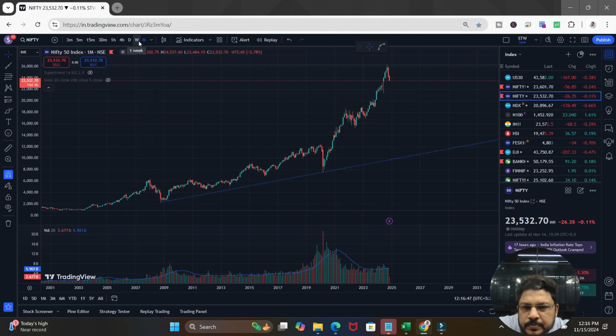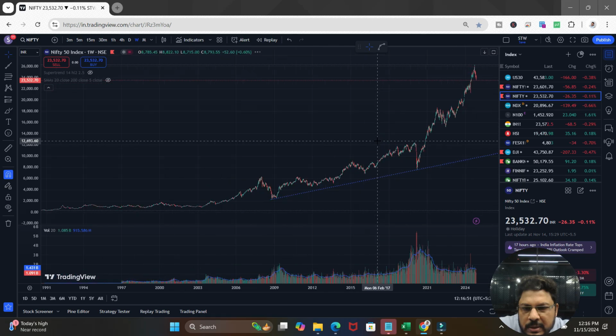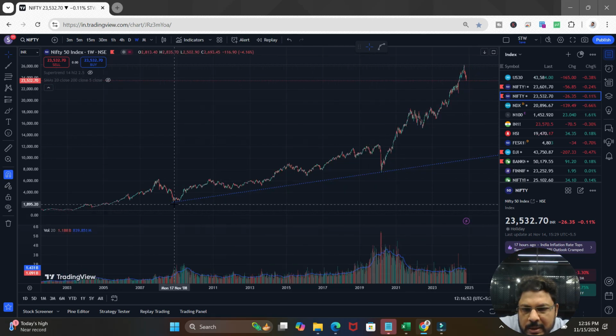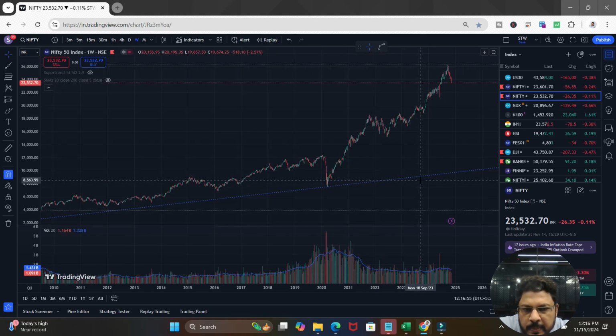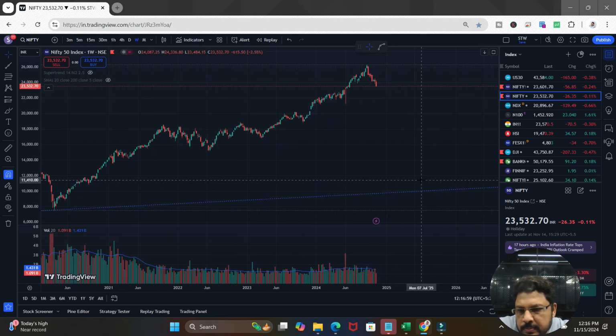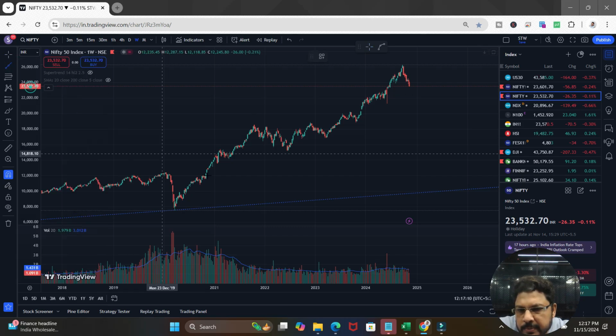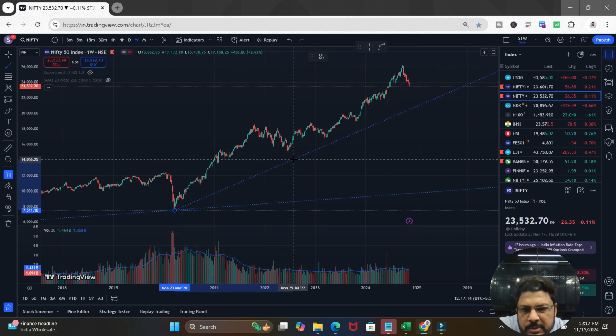Then we go to a weekly time frame. So this is your weekly time frame. As you can see, your monthly trend line is visible here. And the market has moved really well from that point of view. So let's see if we can draw another trend line from this point to capture the upside movement.